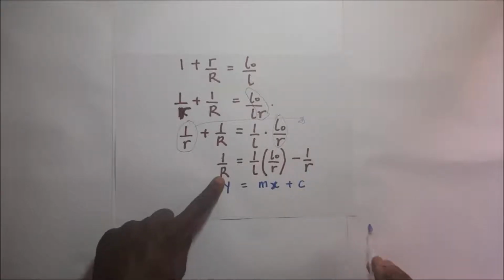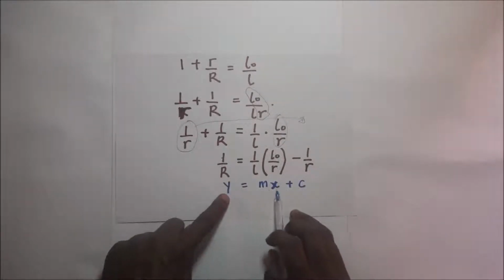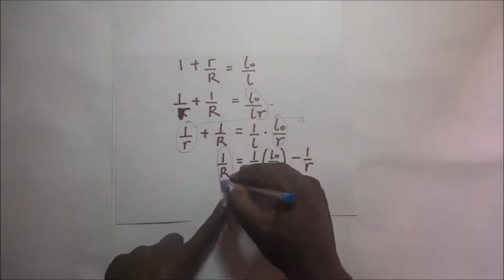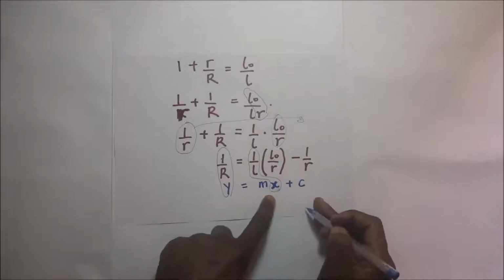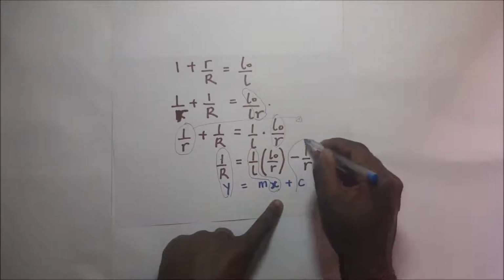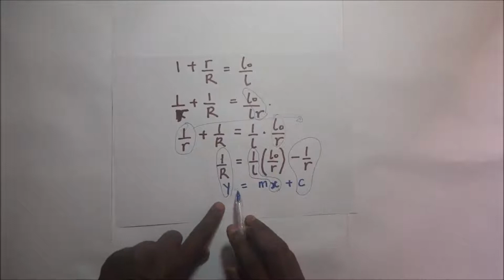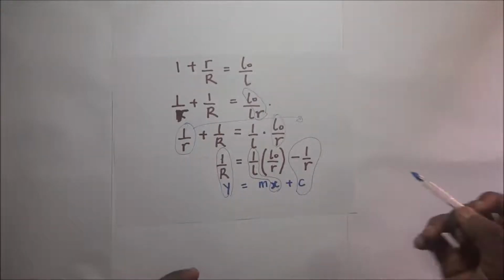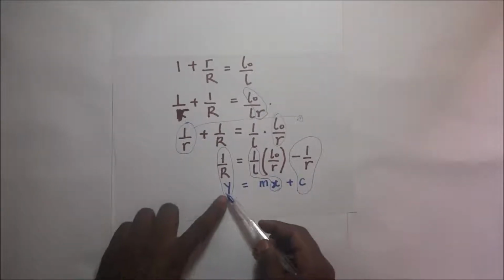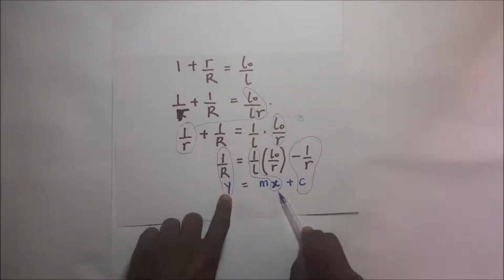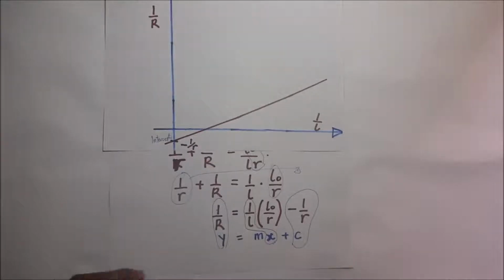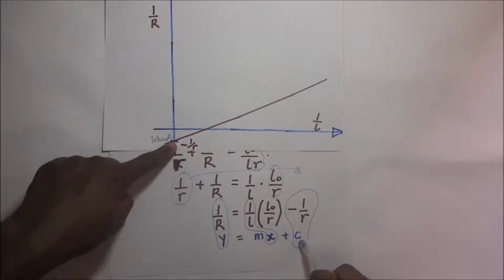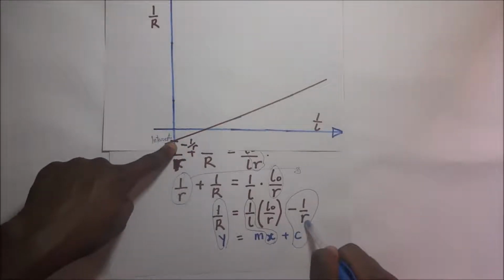When you look at this closely, it's in the form of y is equal to mx plus c, where our value of y is 1 over R, our value of x is 1 over L, and our value of c is right there. So that is why we say that for us to get the y-intercept, we plot a graph of y, which is 1 over R, against x, which is 1 over L. And this is the graph we plotted. Our value of c is the y-intercept, which is negative 1 over r, which is right there. And it is from here that we are able to get our internal resistance.